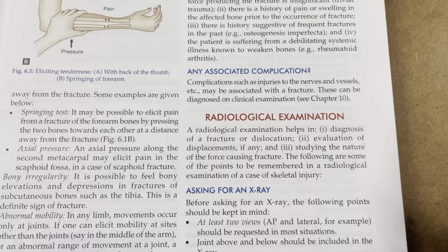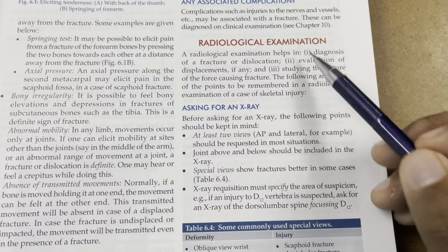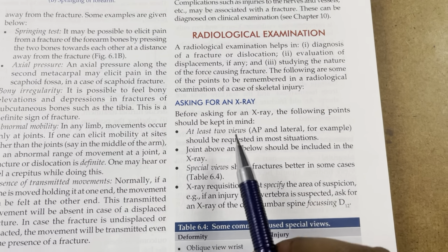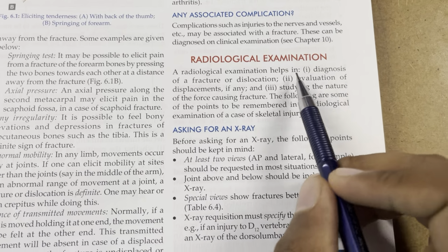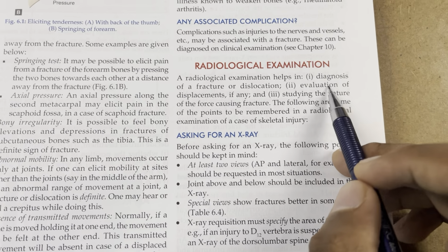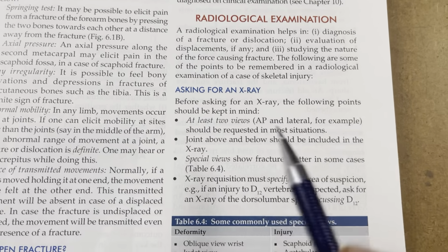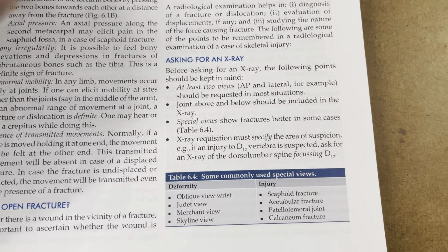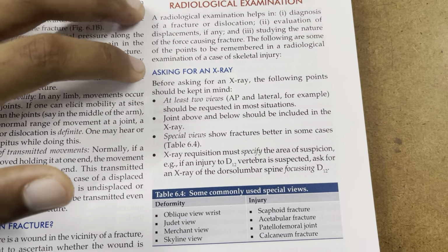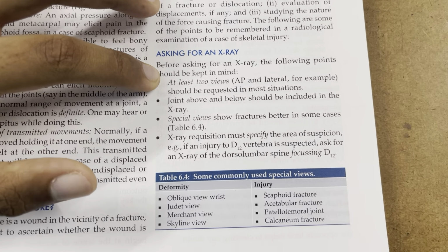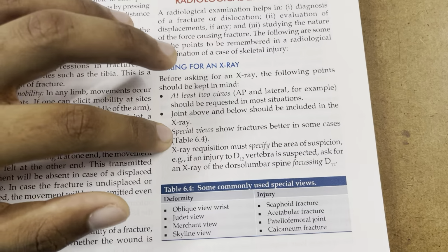And also you have to look for any associated complications. Then radiological examination, so it helps in diagnosis. It can help you in diagnosis, evaluate any displacements, and study the nature of the force causing the fracture. So you ask for an X-ray, and before asking for an X-ray, you need to keep the following points in mind. So at least you need to take 2 views, AP and lateral, and you also need to take special views when necessary.